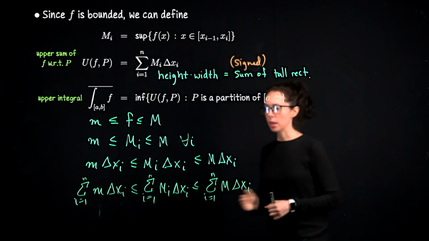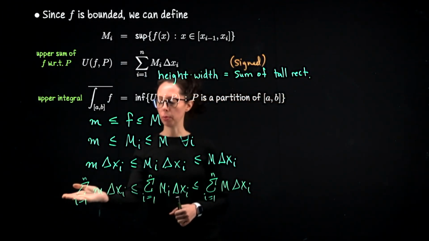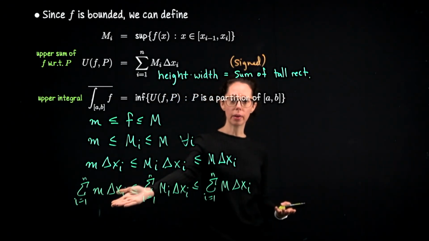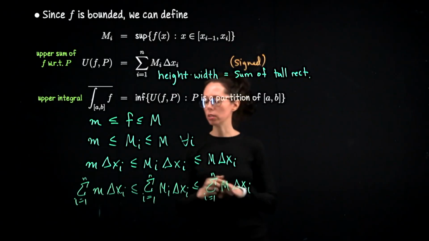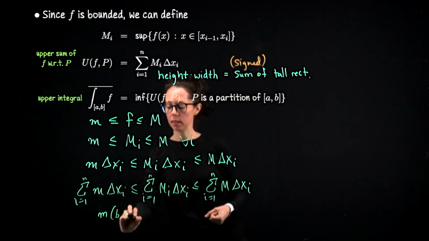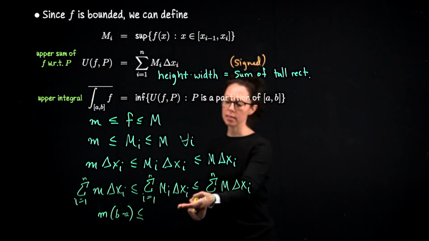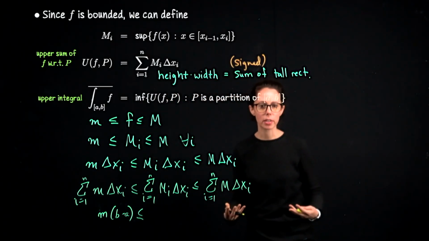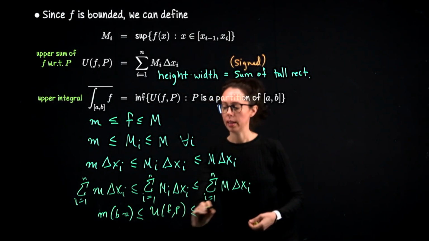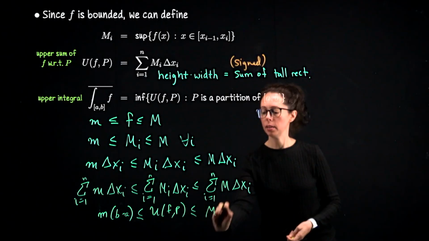If I take this number, little m here, it's a constant, I can pull it in front of the sum. And then I'm saying add up all of the widths of all of the subintervals. Well, that's going to give me the length of the original domain. So this is little m times b minus a. This is the upper sum of f with respect to whatever partition I'm considering. And this is capital M times b minus a.